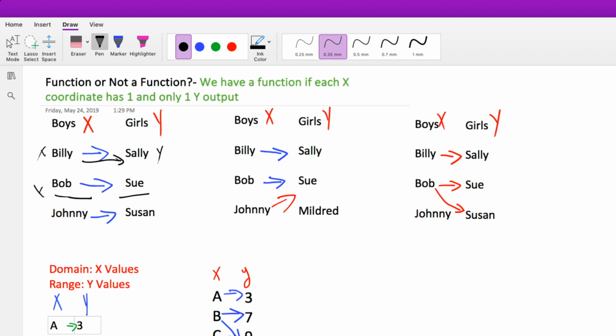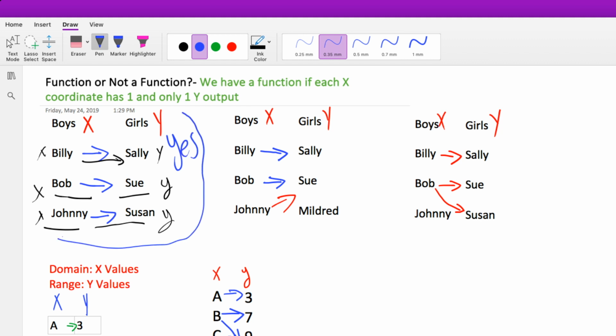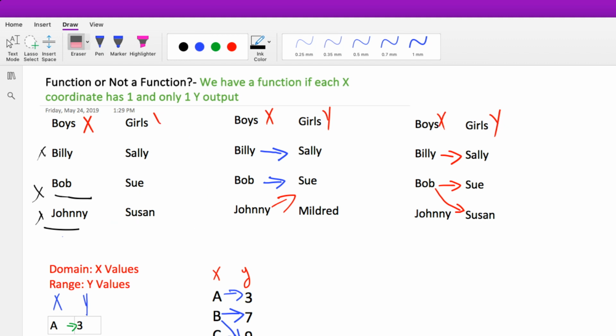An x only has one y. So far, so good. And Johnny only likes Susan. So an x only has one y. So that's pretty good. Looks like we have a function over here. This whole thing is going to be a function. Okay, now let's delete all this and let's look at this second one over here.